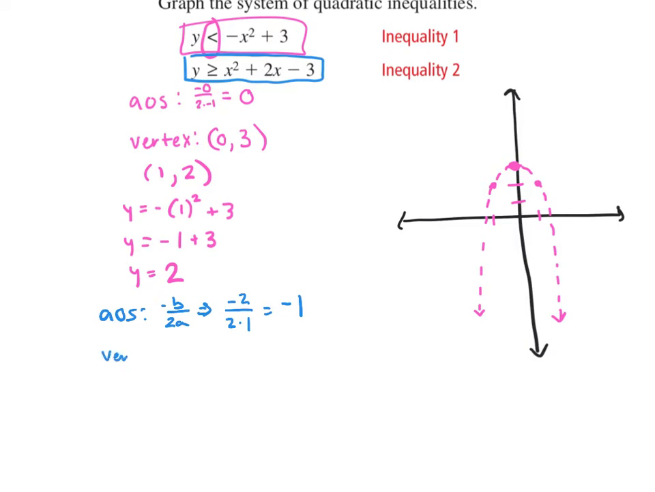So our x in our vertex is negative 1. How do we find our y? Plug it in. So we have negative 1 squared plus 2 times negative 1 minus 3. Negative 1 squared is positive 1. 2 times negative 1 is minus 2 and minus 3. So what is 1 minus 2 minus 3? Negative 4. So our vertex is at negative 1, negative 4. So we go to the left 1 and down 4. And put our point there.